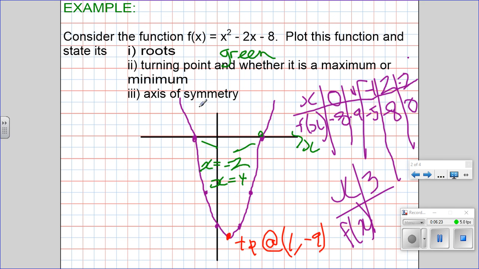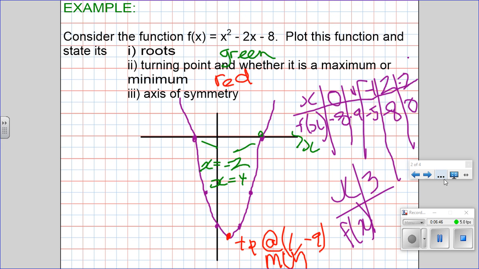Okay, and now we have to state whether it's a maximum or minimum. Now maximum or minimum is really easy to figure out. Is it the highest part of your graph or the lowest part of your graph? And here it's lowest. Your graph isn't going to get any lower than that, so it is a minimum turning point. Okay, so the turning point stuff is in red.